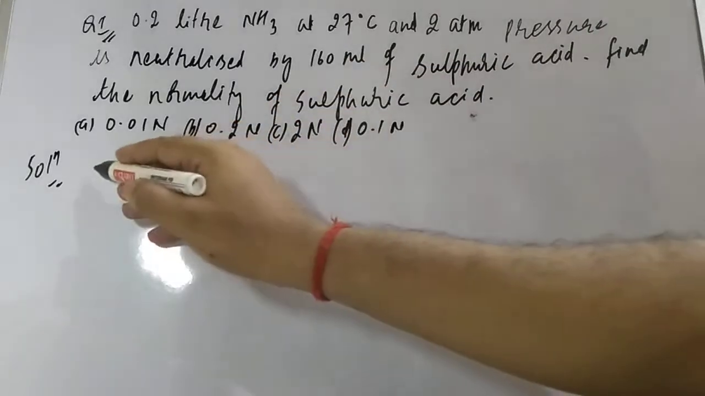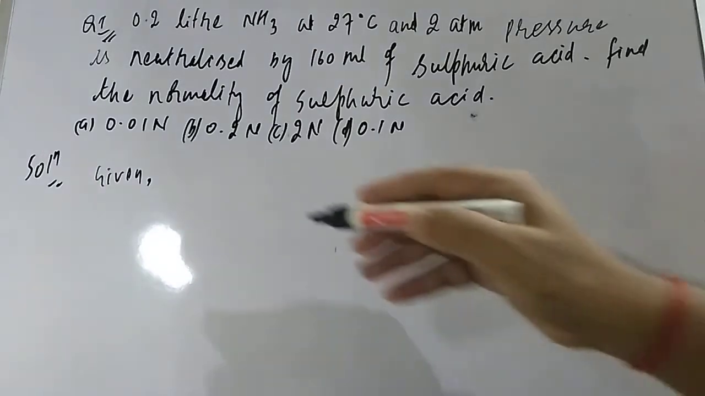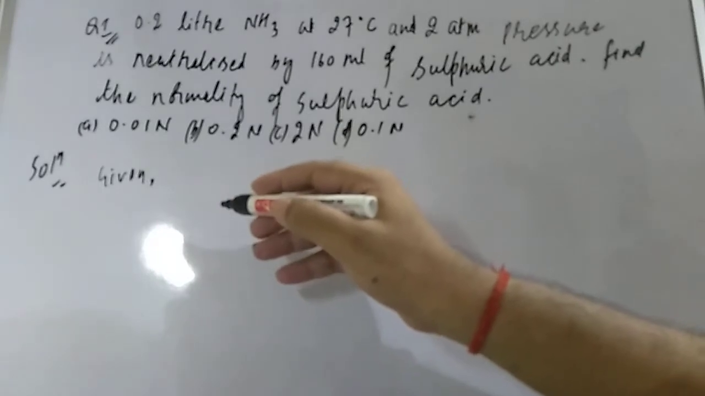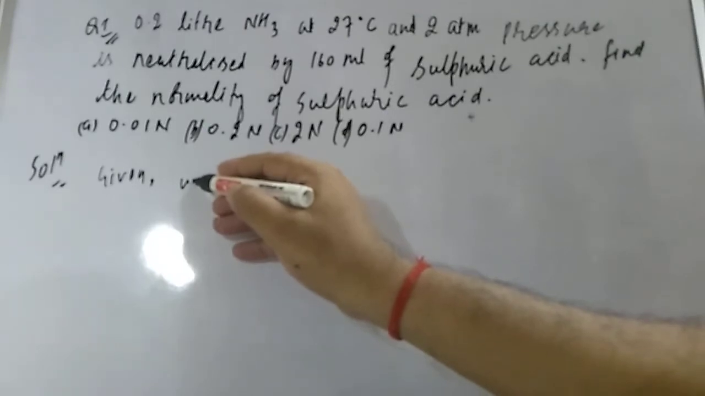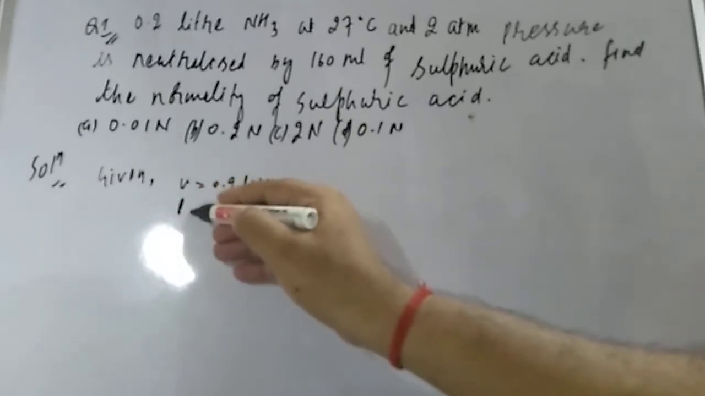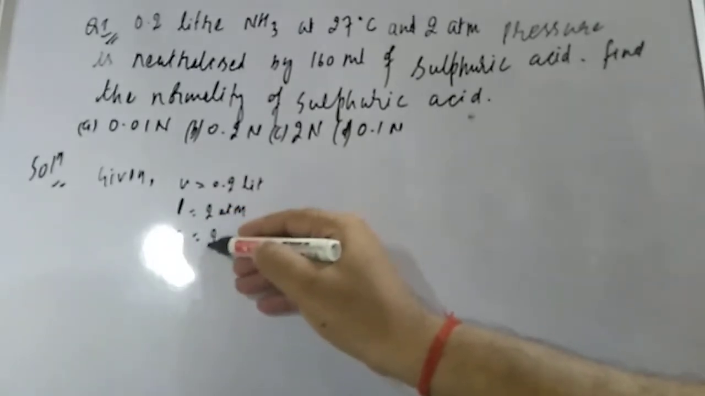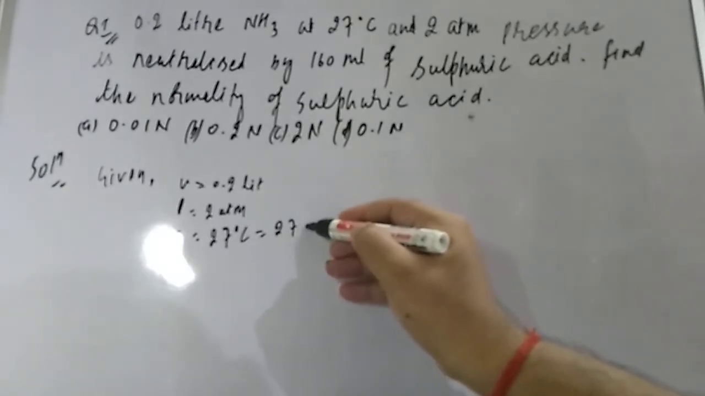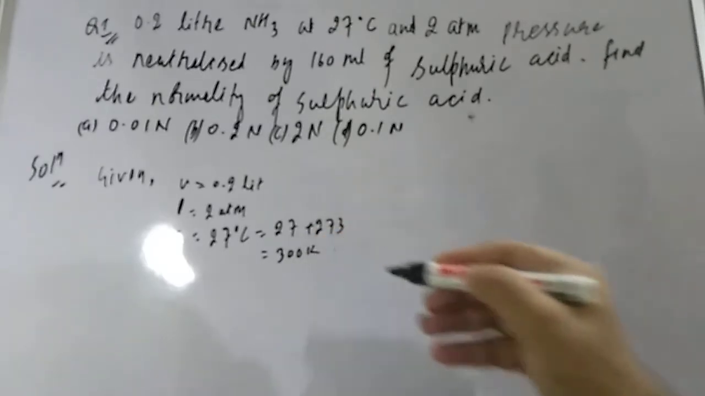Dear friend, to solve this type of problem, firstly you write what are the given things. Volume of ammonia is 0.2 liter. Pressure is given, 2 atm, and temperature is given, 27 degrees Celsius. So we put it in Kelvin: 27 plus 273, so it is coming 300 Kelvin.